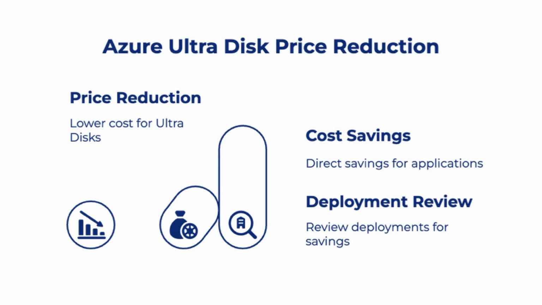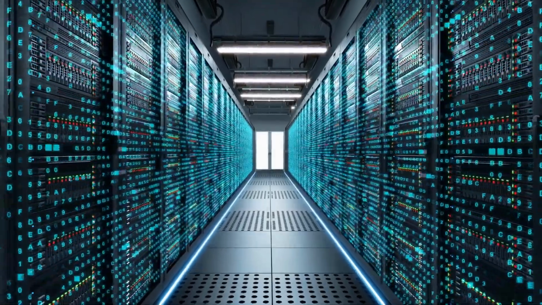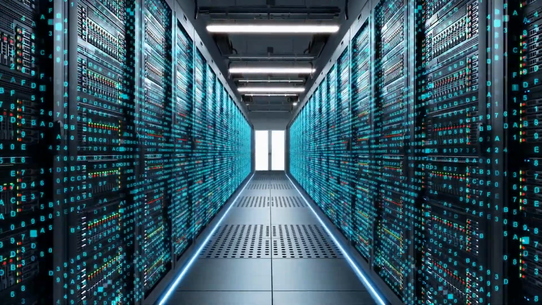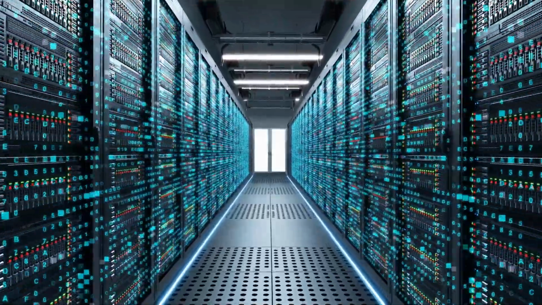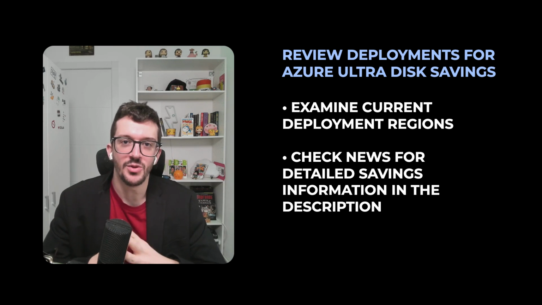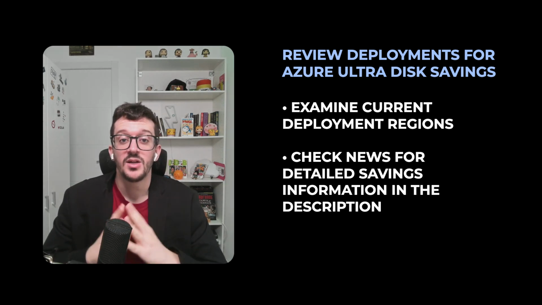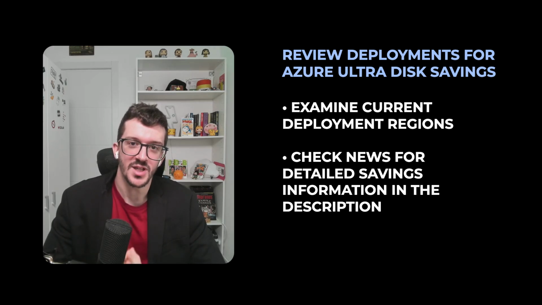And moving on with Azure, Azure Ultra Disk gets a price reduction. This is very good news for those using high performance storage on Azure, as the price of Azure Ultra Disk storage has been reduced in several regions. I think most of them are parts of the US and Europe. This is basically a direct cost saving for applications that use this type of high performance storage, such as databases or transaction-heavy systems, let's say financial applications, credit cards, etc. So this is a good opportunity to review your deployments in those specific regions, with all the details in the news below, to ensure that you can realize these new savings.